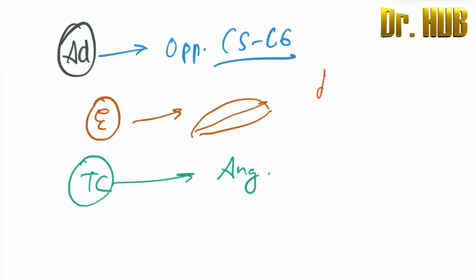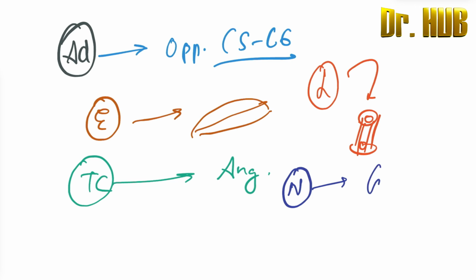So how is the larynx? The larynx, if you see, is going to be cylindrical. It is going to be totally cylindrical. And next is the narrow part. So what is going to be very narrow? The narrow part is going to be the glottis.